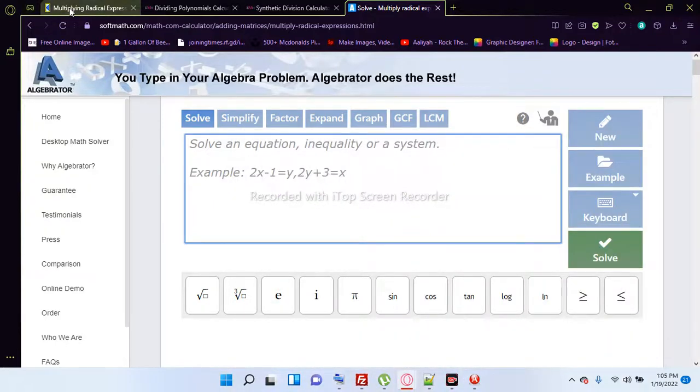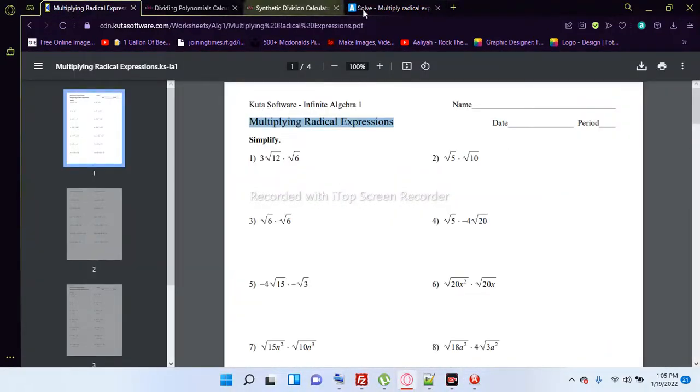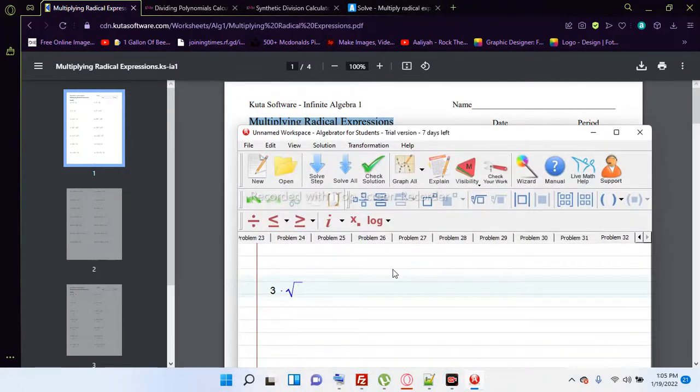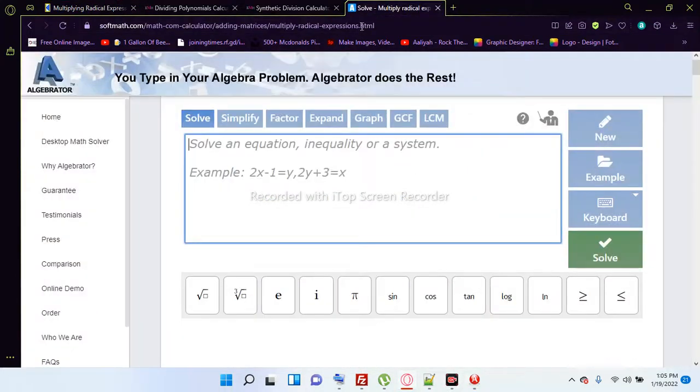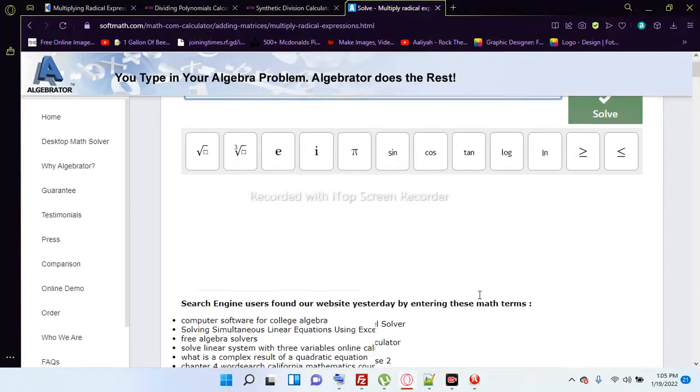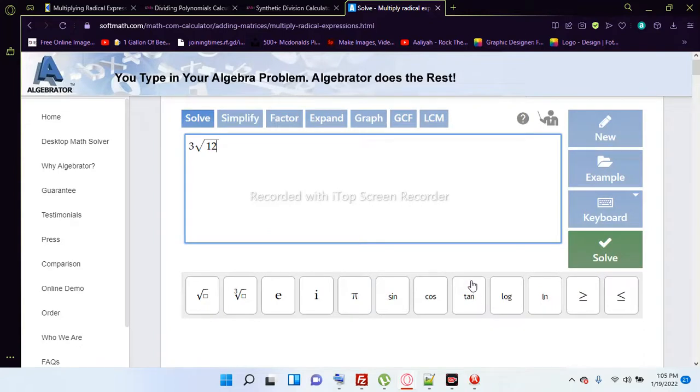We're gonna go to our little multiplying expressions page. 3 radical 12 times radical 6. So it's 3 radical 12. I'm gonna say multiplication sign I'm using. Simplify, factor, expand, graph.